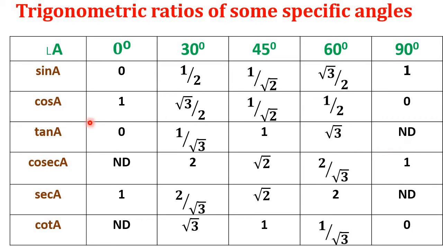Here, if you observe, we already know that tan theta is equal to sin theta by cos theta. So sin theta by cos theta means 0 by 1, which is 0. Similarly, 1 by 2 divided by root 3 by 2, we can cancel 2 and 2, which is there in the denominator. It becomes 1 by root 3. And 1 by root 2 divided by 1 by root 2, we can cancel, which is equal to 1.